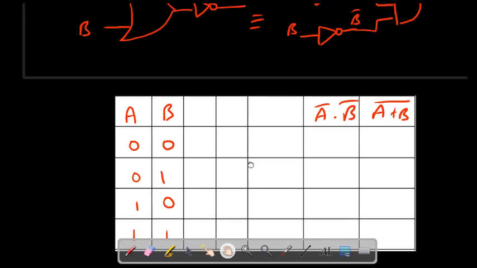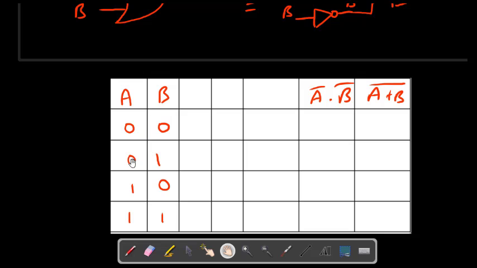So we have two inputs, so 0 0, 0 1, 1 0 and 1 1. What we require is A bar and B bar, and we also require A or B, so that finally we can complement here. So A bar is a complement of A. So this is 0, this becomes 1. This is 0, this becomes 1. This is 1, this becomes 0. This is 1, this becomes 0. So A bar. Same way B bar is complement of B. This 1, 0, 1, 0.